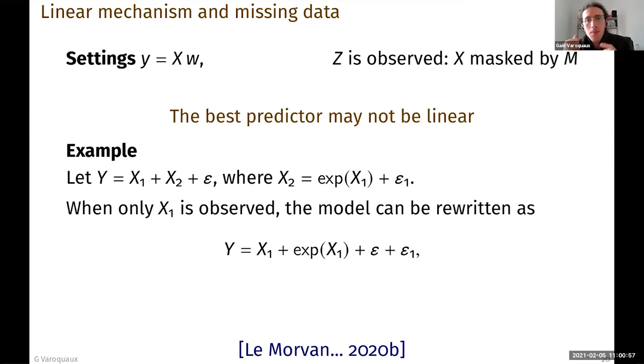And for this, let me introduce a very simple example. I have Y, which is the sum of X1 and X2 plus noise. And I have the link between X2 and X1, which is a nonlinear link. It's an exponential function. When I'm observing only X1, the optimal predictor is given by this formula. And then the optimal predictor is written as Y, which is the sum of X1 and an exponential of X1. So this nonlinearity is introduced because of the link between the two variables. And because when I'm removing one variable, the best thing that the model can do is use this link. So even with a linear generating mechanism, we may not have a best predictor which is linear.